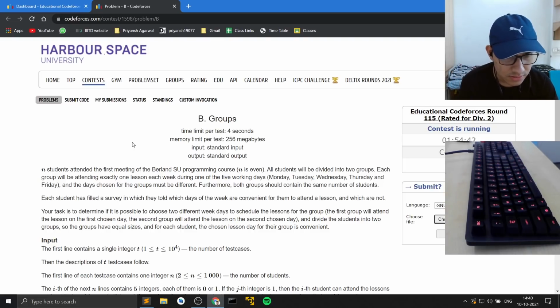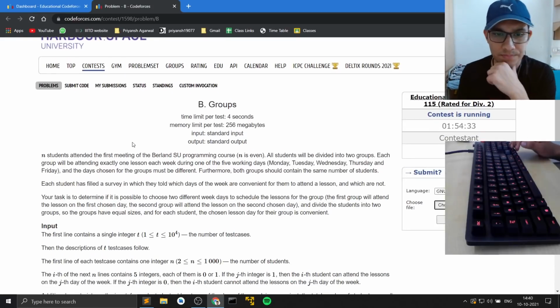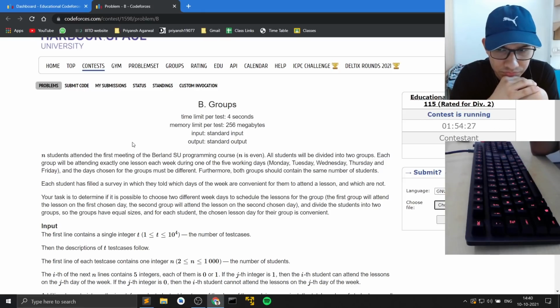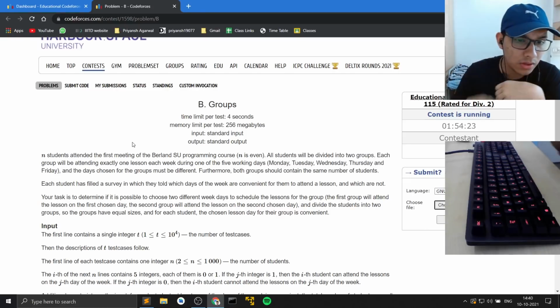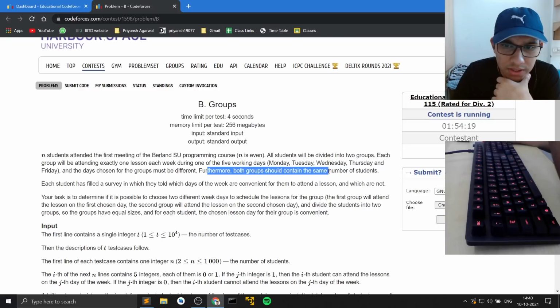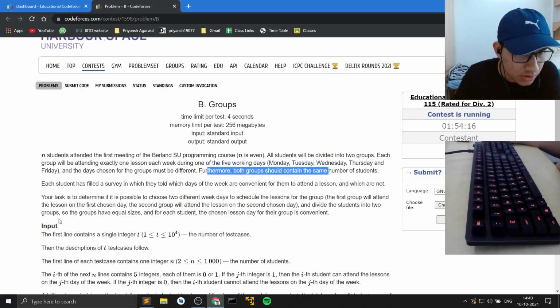Each student has filled a survey in which they told which days of the week are convenient for them to attend this lesson and which are not. Your task is to determine if it is possible to choose 2 different weekdays to schedule the lessons of the groups and divide the students into 2 groups. Okay. Have equal sizes. The groups should contain, okay, should contain the same number, not shouldn't.